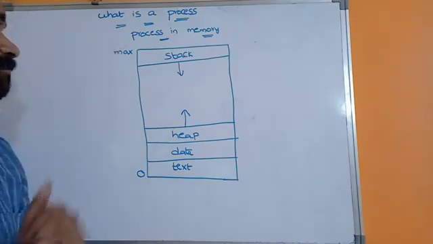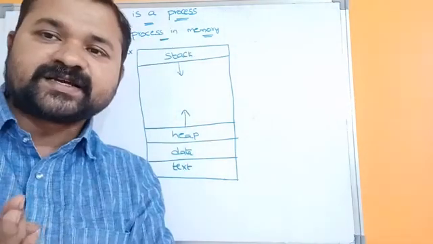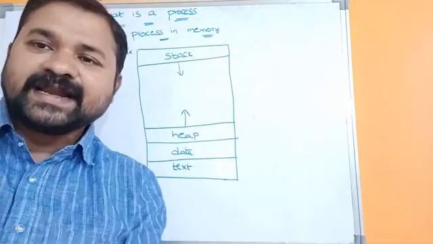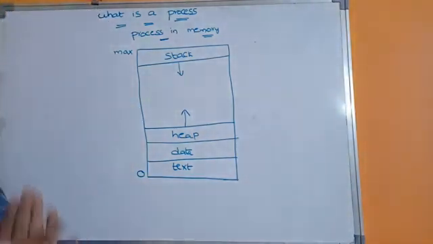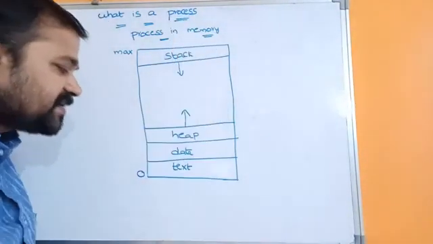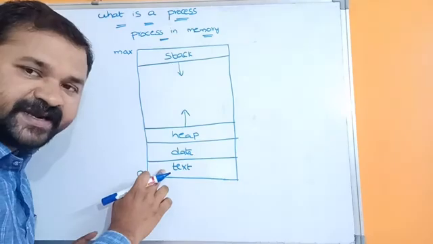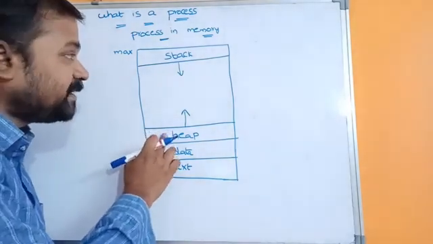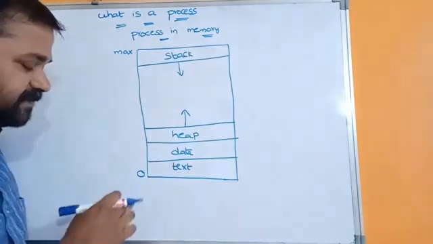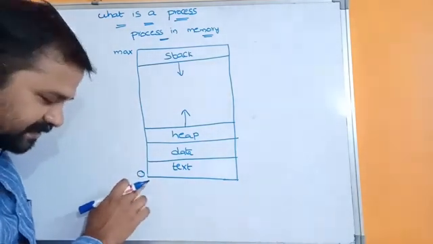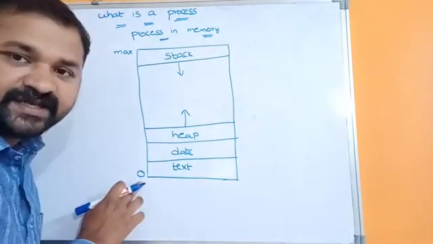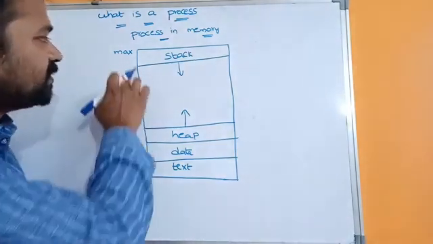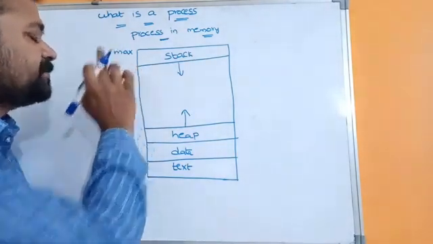Now let's see this diagram. Every process is represented internally in main memory in this format. Here we have several segments. The first segment is the text segment, next one the data segment, next one the heap segment, next one the stack segment. These are nothing but address locations. The minimum address is 0, whereas the maximum address is max.